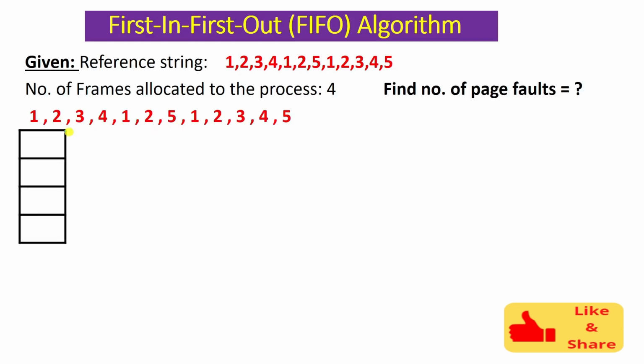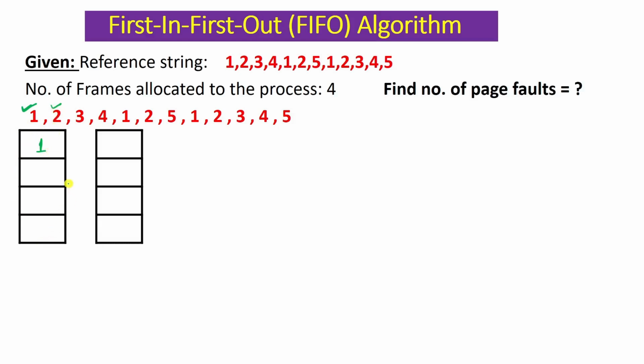So here is my reference string, and let's start with the first page. The number of frames that we are given to start with this process is 4, so in 4 frames we have to put all these pages. Our first page asked by the CPU is page number 1. I will keep page 1 here because it was not already present, so page 1 will generate a page fault. I'm writing a tick; tick means page fault. Now page number 2 is asked. Page 2 is not present, so 2 will generate a page fault, and I will keep 2 here in the free frame.